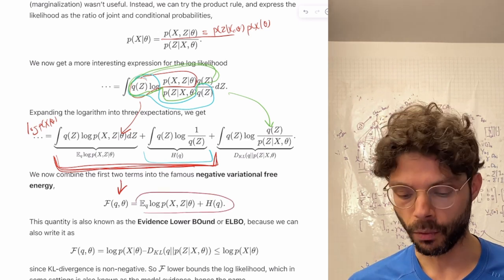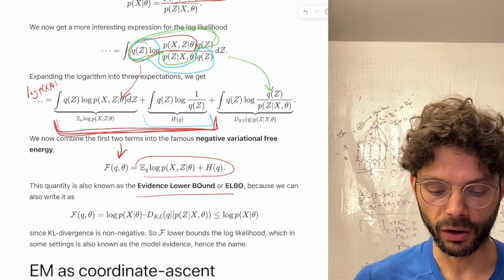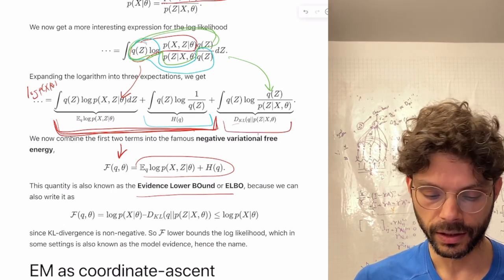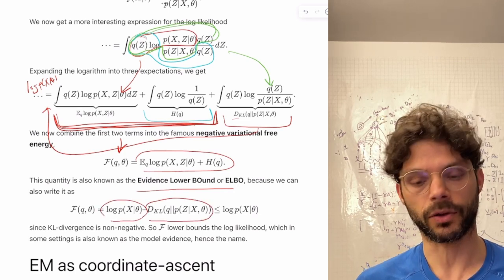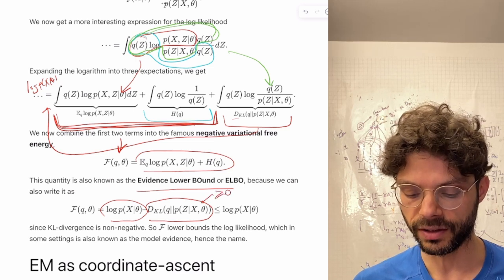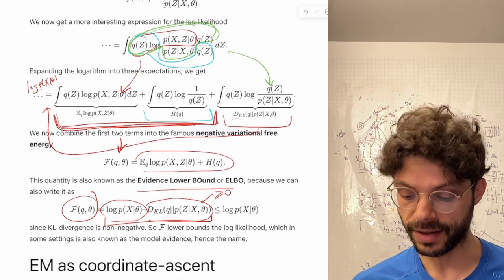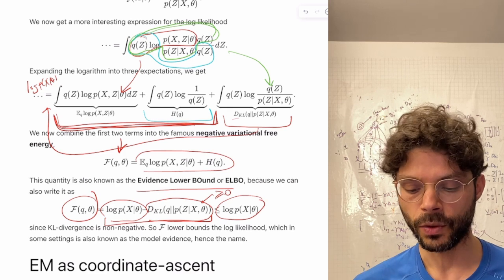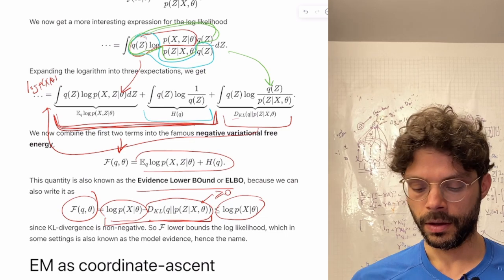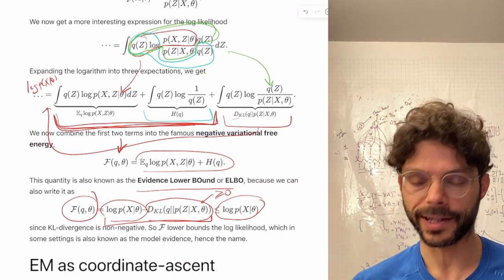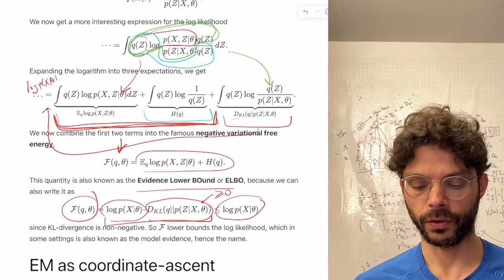It's also known, and more recently it's started to be known, as the evidence lower bound, because we can also take this to the other side and write it as the log likelihood minus the KL divergence. And because this KL divergence is always greater than or equal to 0, this quantity, the ELBO, is actually a lower bound for the log likelihood, which in some settings will also be known as the model evidence. So it's lower bounding the log likelihood, equivalently lower bounding the model evidence in this setting. Okay, so that's where the name ELBO comes from.